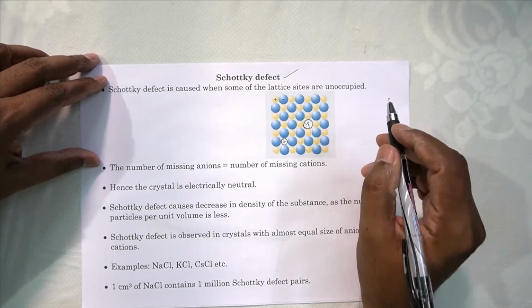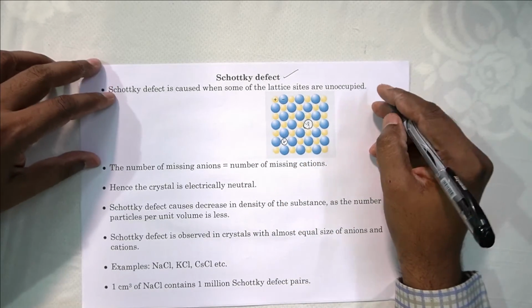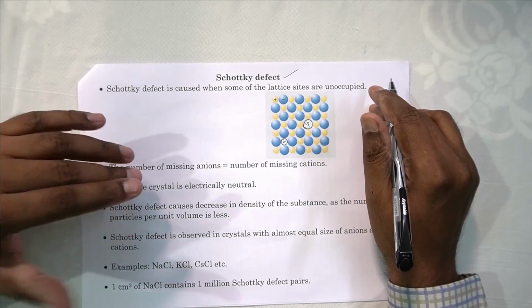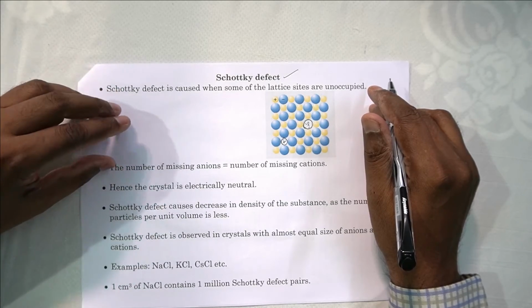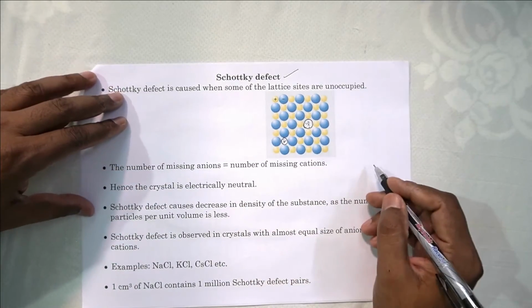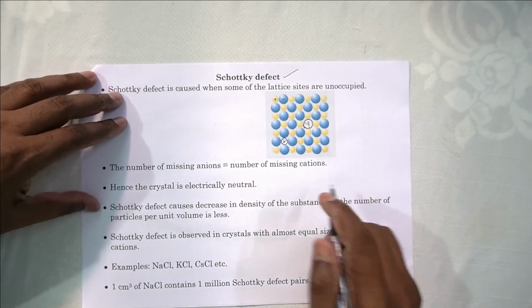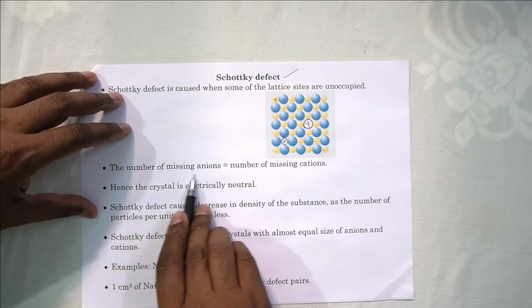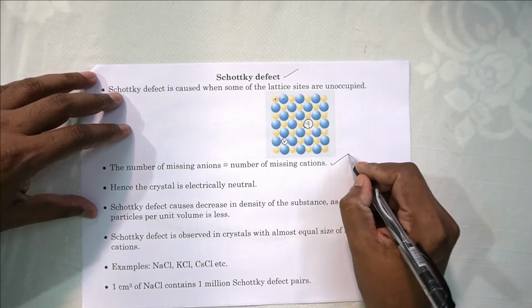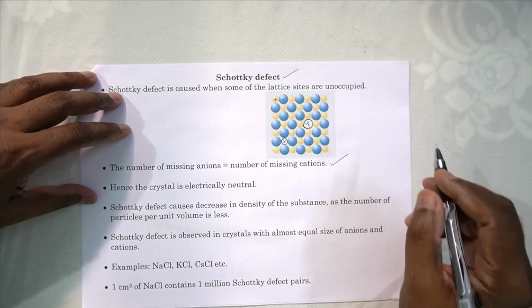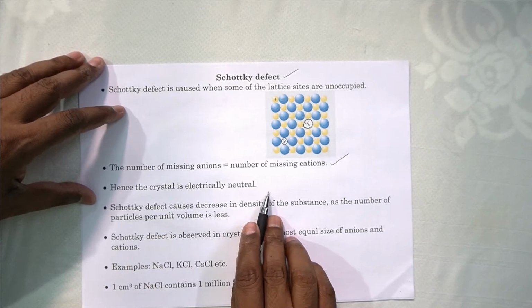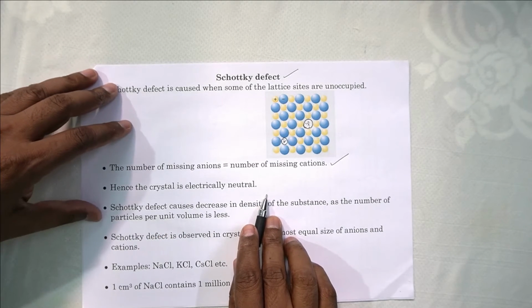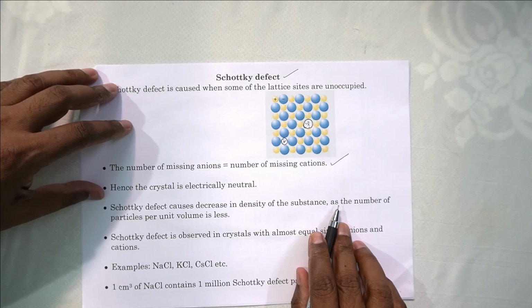So in Schottky defect, some lattice sites are unoccupied. The anion and cation are missing, and the missing is in a set, that is a pair. Anion and cation go together. So the number of missing anions is equal to the number of missing cations. This is something to be noted here. Hence the crystal is electrically neutral. So there will be no charge, electrical neutrality is maintained.